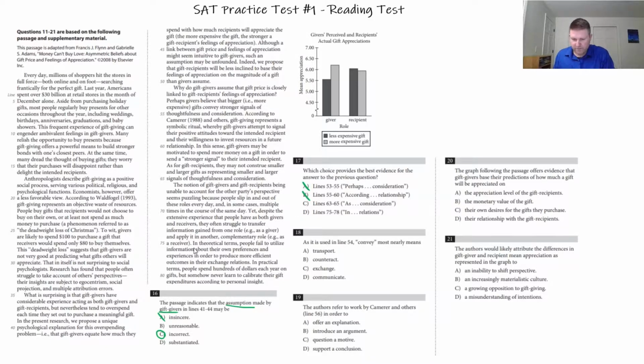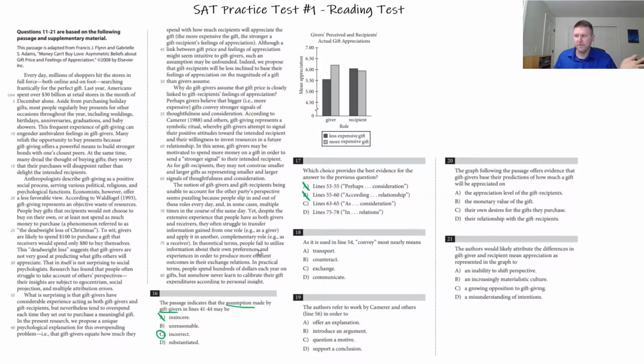So, lines 75 to 78. In theoretical terms, people fail to utilize information about their preferences and experiences in order to produce more efficient outcomes in their exchange relations. So here, in this segment of the passage, they're just talking about how even though people slip in and out of the roles of gift giver and gift recipient all the time, for some reason they can't put it together that when they receive gifts, they don't really care how much the other person spent, right? But when they go to give a gift, they think it does matter.